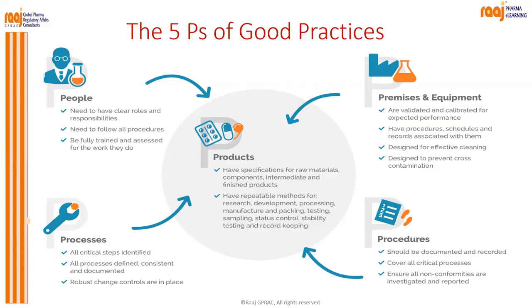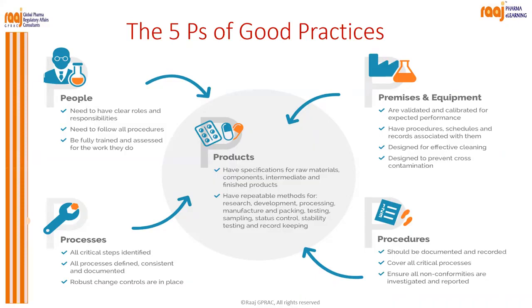Okay. Then premises and equipment are validated and calibrated for the expected performance, and have procedures, schedules, and records associated with them, designed for effective cleaning and to prevent cross contamination. So when you are working in an environment where all the infrastructure and work environment is very conducive, you should see to it that all the machinery and equipment are validated. The equipment should be qualified, and the instruments used for measurement have to be calibrated. And the work environment, the cleaning, hygiene, everything is well maintained.